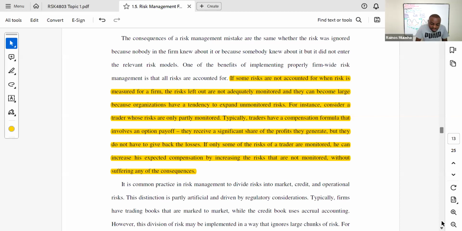For instance, consider a trader whose risks are only partly monitored. Typically, traders have a compensation formula that involves an option payoff, so they receive a significant share of the profits they generate, but they do not have to give back the losses. So if only some of the risks a trader takes are monitored, he can increase his expected compensation by increasing the risks that are not monitored without suffering any of the consequences.